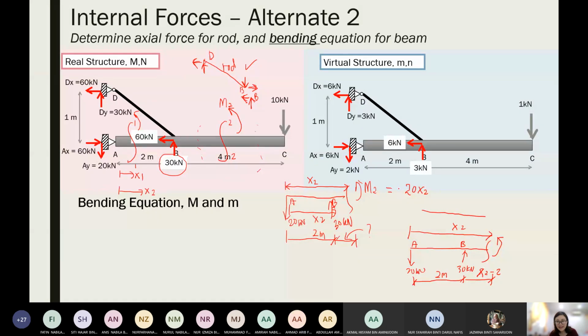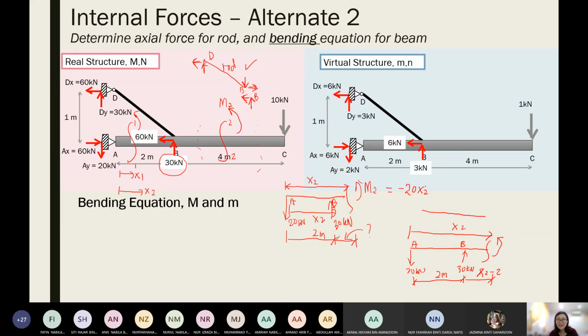So it is negative. Okay. So if you want to use the shortcut like this, if it is the same direction, we put a negative. If it is the opposite direction, we put a positive, because we are bringing this moment to the other side of the equation.